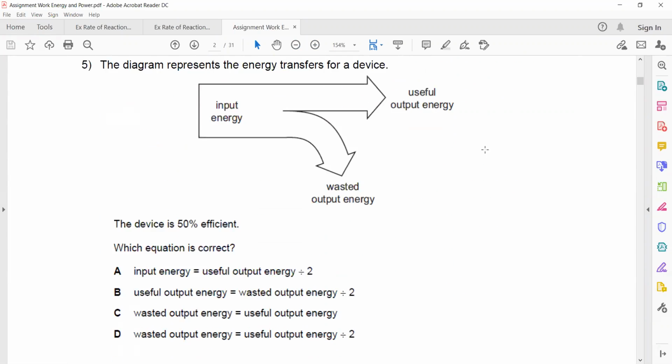Now, the diagram represents the energy transfer for a device. The device is 50% efficient. That means half of the energy is wasted and half of the energy is useful. What is the right answer if it is 50% efficient?